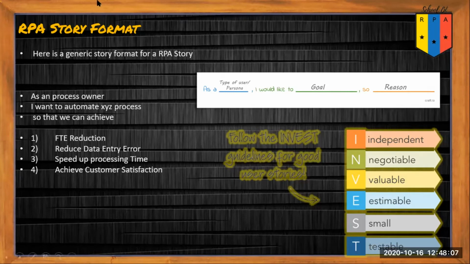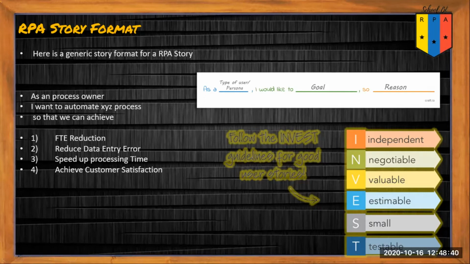So the normal format of writing a user story is: as a type of user or persona, I would like to achieve this goal so that I can. So we can see here clearly that our user story is following this format properly, right? As a process owner, I would like to automate a process so that I can achieve one or more of these reasons. Now let us look at whether our user story meets the INVEST guidelines or not.